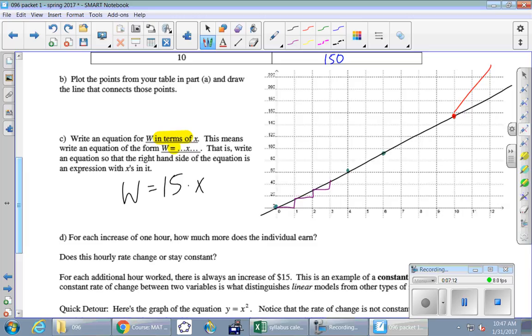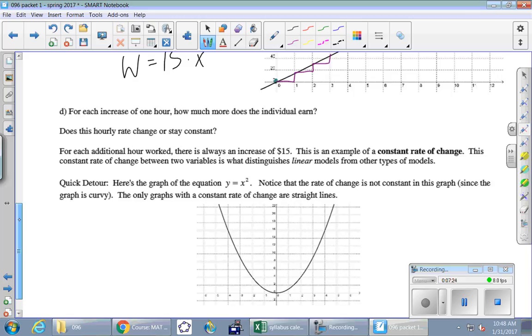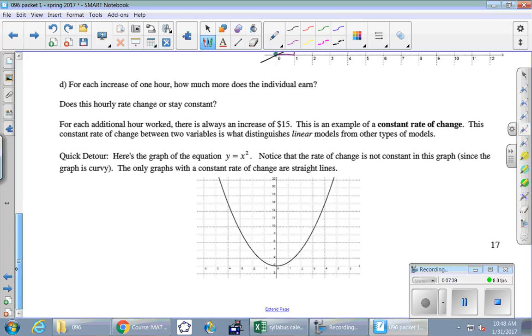So again, the defining characteristic of a line is that the rate of change is always the same. In this case, over 1 up 15. So that's written here: for each additional hour worked, there's always an increase of $15. This is an example of a constant rate of change. This constant rate of change between two variables, in this case hours and wages, is what distinguishes linear models from other types of models. A quick detour.